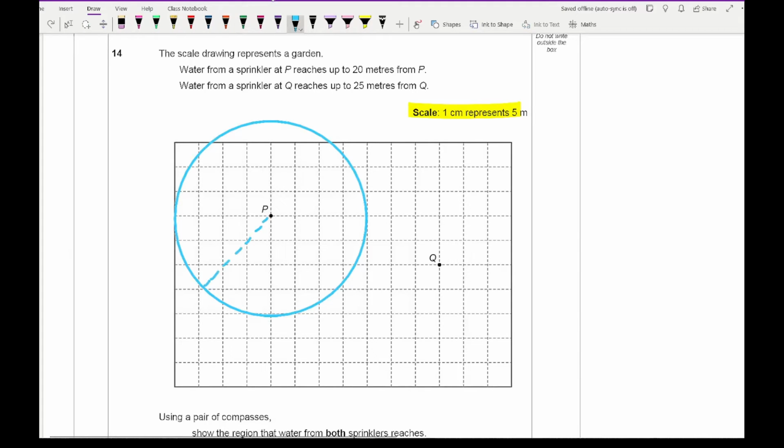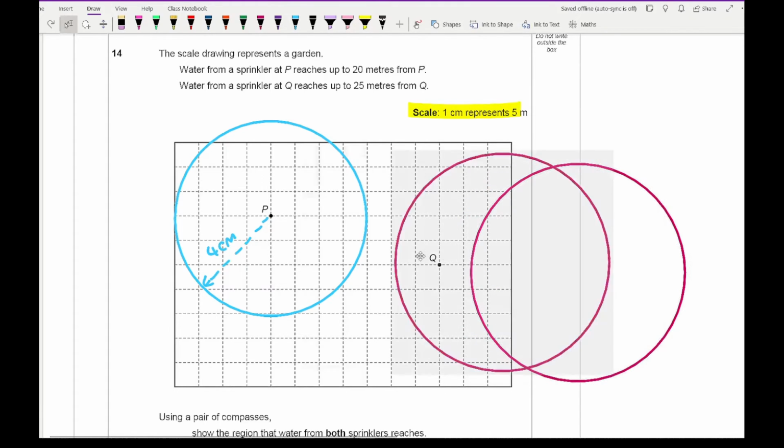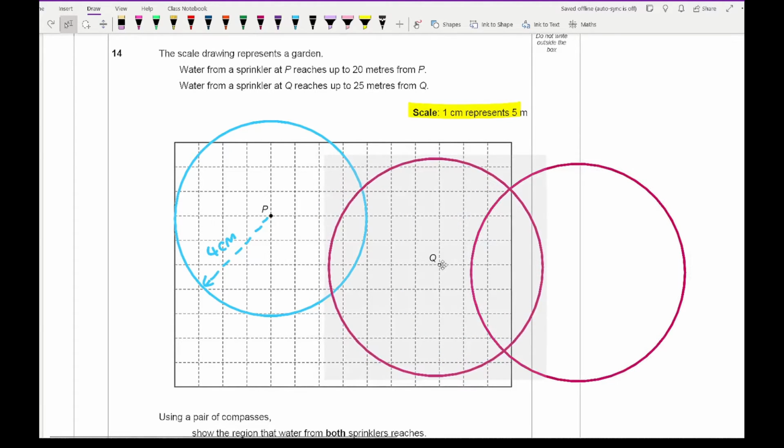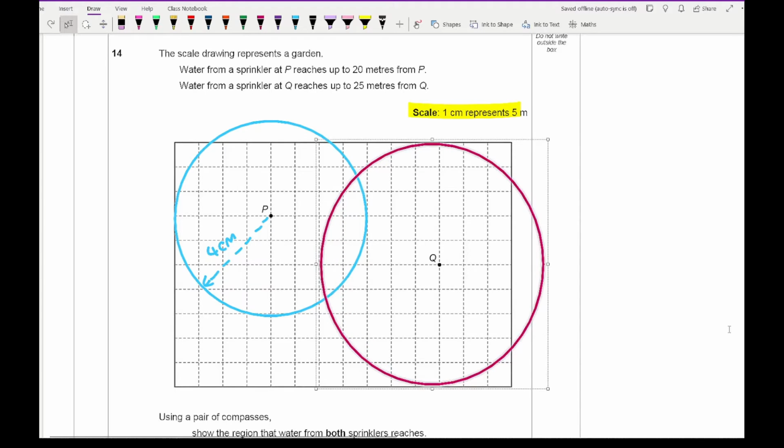So the radius of this should be 4 centimeters, and then I need to do another circle from Q, but this time it needs to have a radius of 5. That's 4, so we just need another centimeter, like that. So this radius here is 5 centimeters, and then the region that we want is this middle bit here, and that's what we need to highlight.